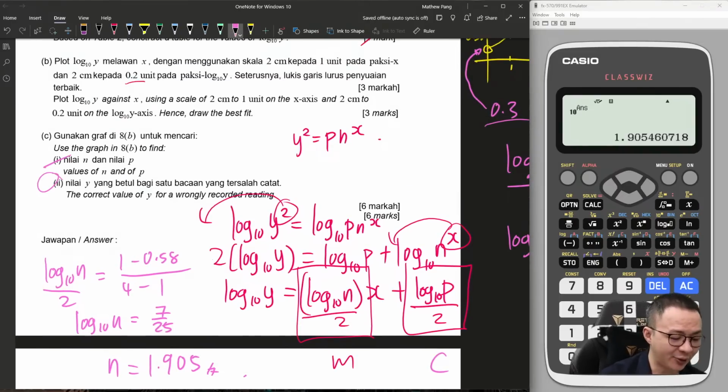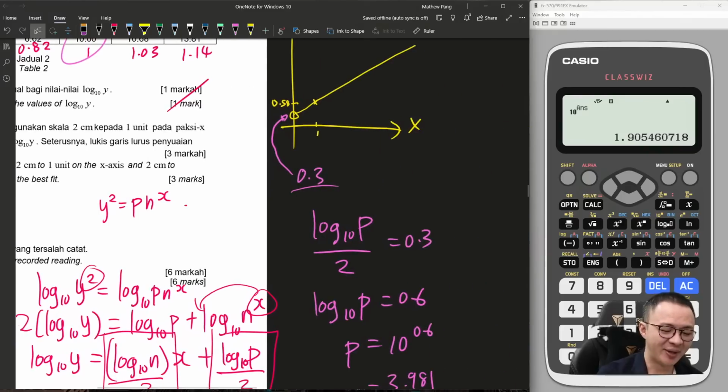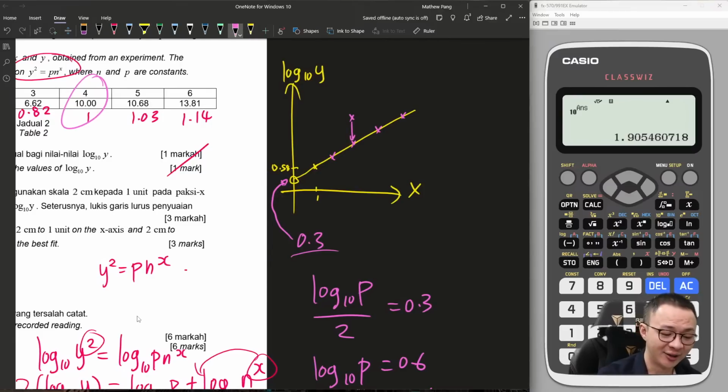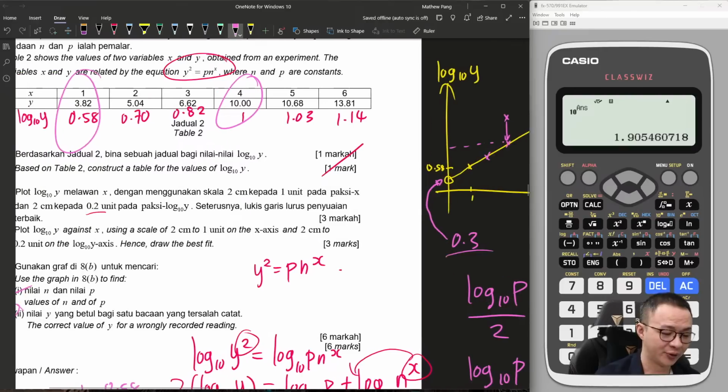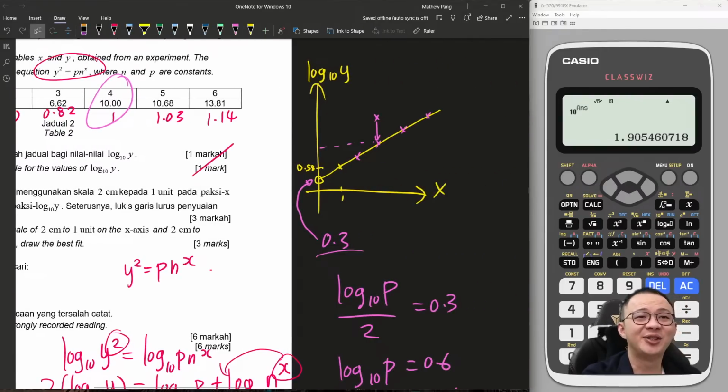Okay, then the part 2, correct the value of y for wrongly reading record. This one you need to see. Maybe one of the points is very far from the line. Then you just move this y value down to the necessary value. But this is log 10 y. So after you move already, you need to convert it back to the y value.